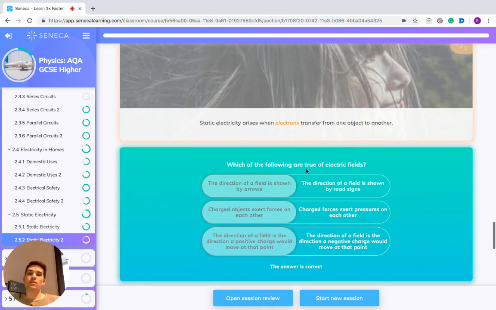So, some statements about electric fields that we know to be true, from what we just talked about. The direction of a field can be shown by arrows. Charged objects exert forces on each other, and the direction of a field is the direction a positive charge would move at that point.